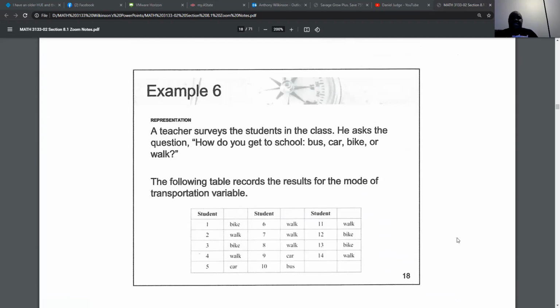All right, here's example 6. A teacher surveys the students in the class. He asks the question, how do you get to school? Bus, car, bike, or walk? And here's the table that records the results for the mode of transportation, either by bike or bus or car or walking. So there are 14 students that were surveyed, and this is how they provided their mode of transportation to school.